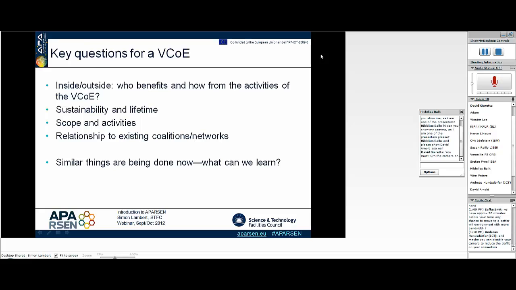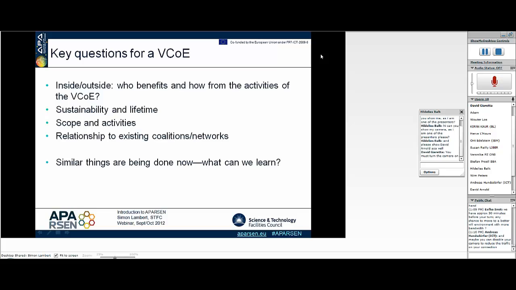There's a question of sustainability and lifetime. What mechanisms can be put in place to ensure that the VCOE really is sustainable and doesn't just evaporate after a year or two? Scope and activities, if it is going to offer services, what should they be? How broad should they be?